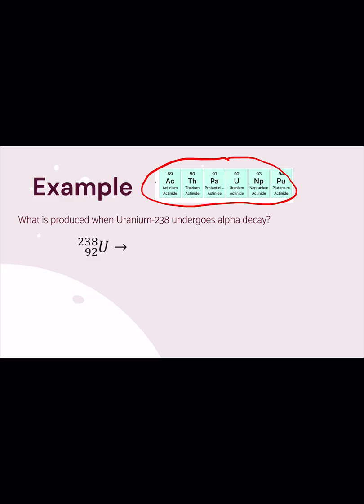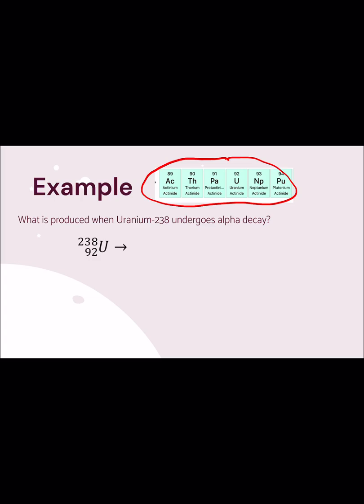Okay, so we're going to start with our initial uranium-238. So remember the notation for isotopes. 238 is the mass number. 92 is the atomic number. And U is the symbol for uranium.